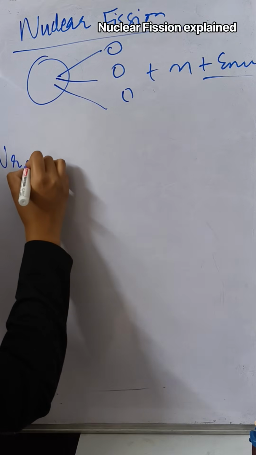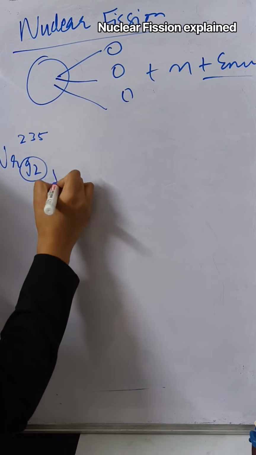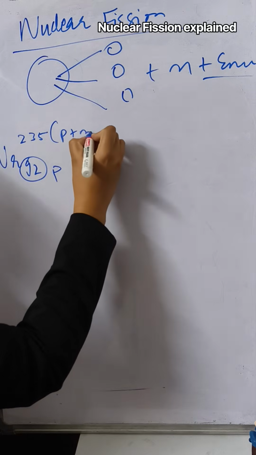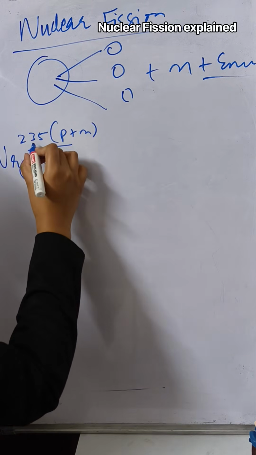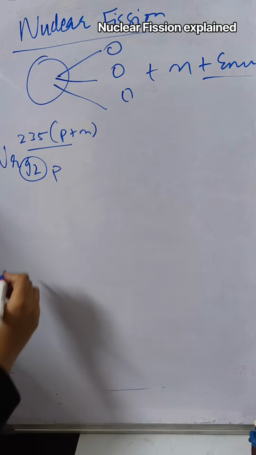Here is an example of uranium 92 235. So 92 is the number of protons. Proton plus neutron gives rise to atomic mass. You can just subtract 235 minus 92 and you will get the number of neutrons.